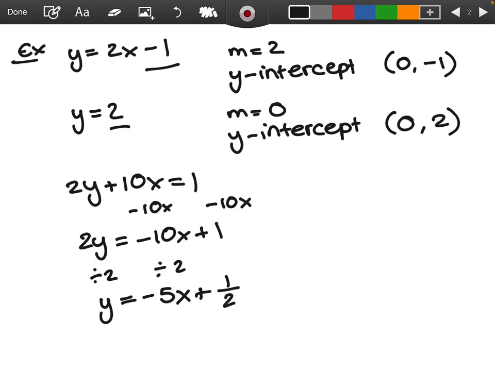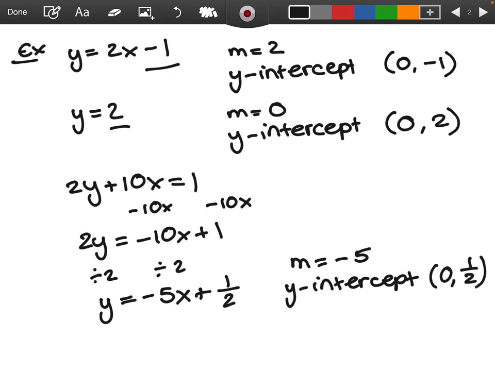Now I'm in slope-intercept form. I have y is equal to some constant m times x plus a constant b. So I can read off that my slope is negative 5, and then my y-intercept of this line is going to have 0 for its x-coordinate and 1/2 for its y-coordinate. This is great if we are given the actual equation of the line. No matter what form that equation is in, we can always put it into slope-intercept form and find that slope. It's very easy to do.